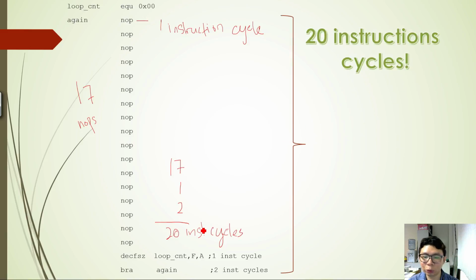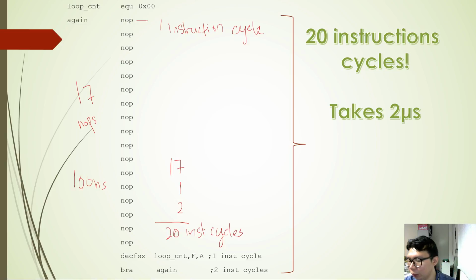So it takes 20 instruction cycles, right? So 20 instruction cycles, they are equivalent to how long in seconds? Previously we saw one instruction cycle is 100 nanoseconds. So 20 instruction cycles is precisely 2 microseconds. If you don't believe me, you can use your calculator and you get 2 microseconds.